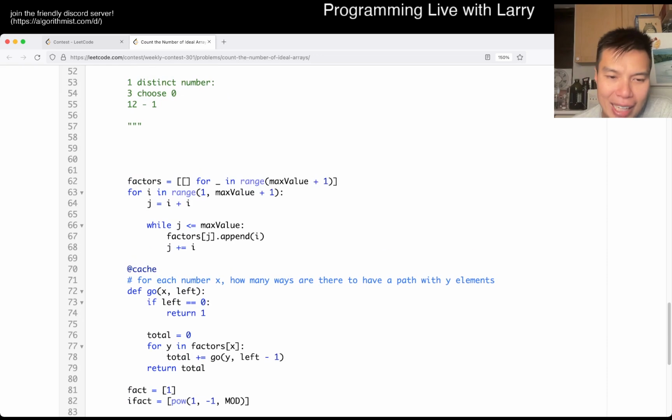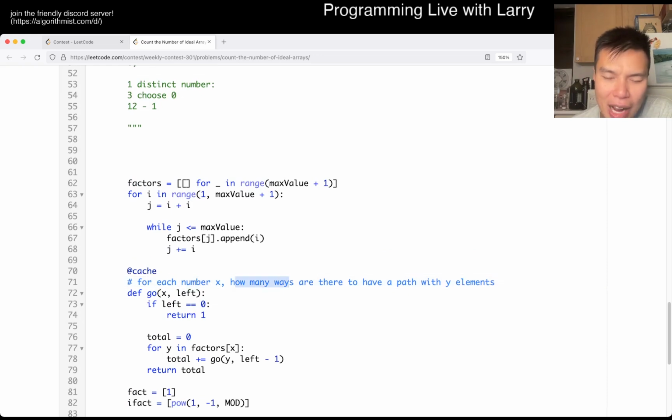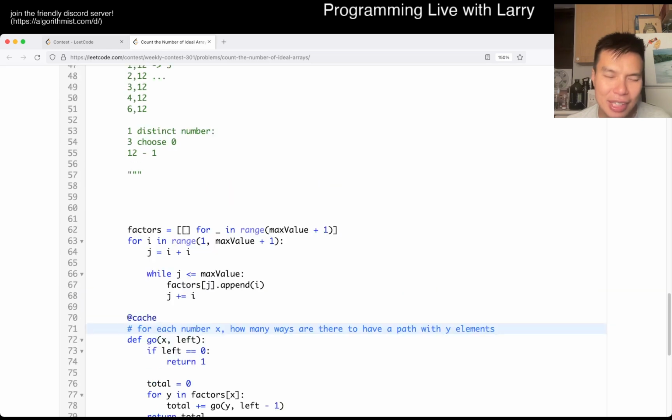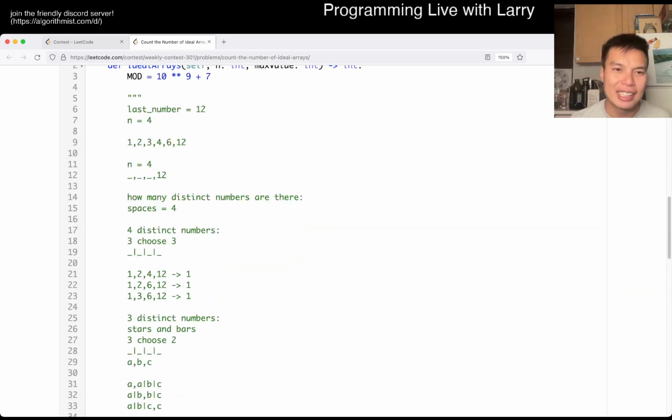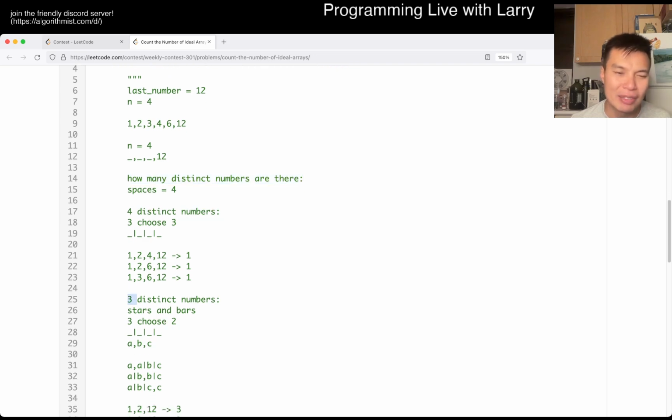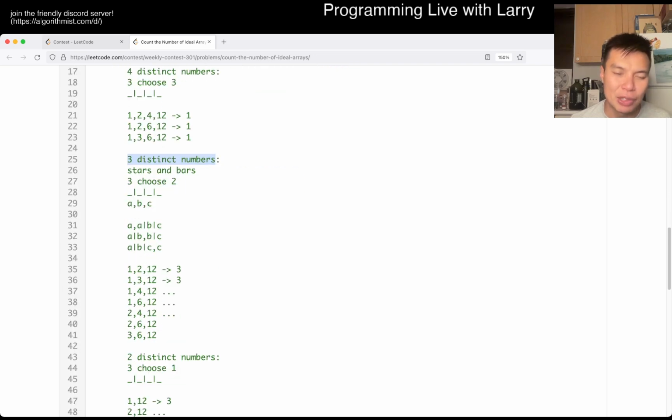For each number x, how many ways are there to have a path of y elements? When I say path, I mean these things. Because now we're brute forcing, essentially. Let's say the last number is 12. How many ways are there to have 4 different numbers? How many ways are there to have 3 different numbers? How many ways are there to have 2 different numbers?